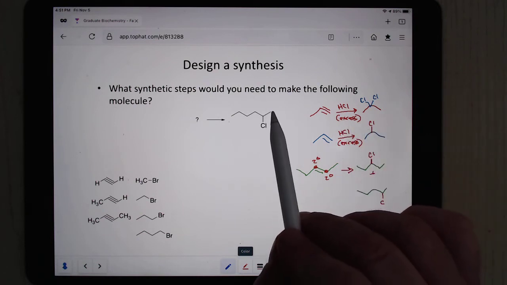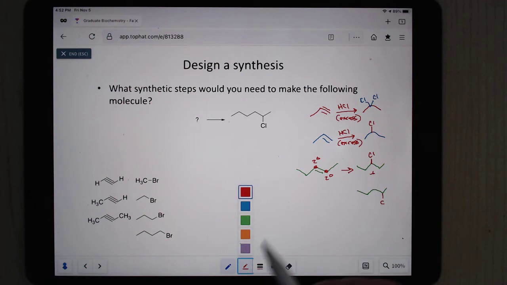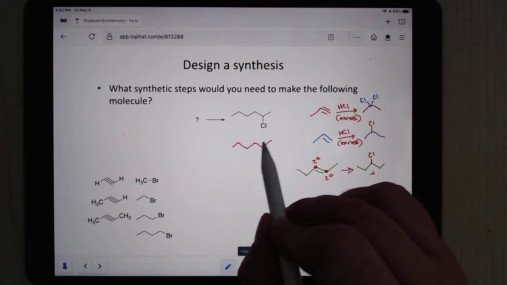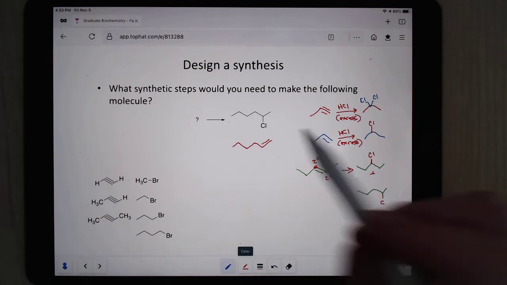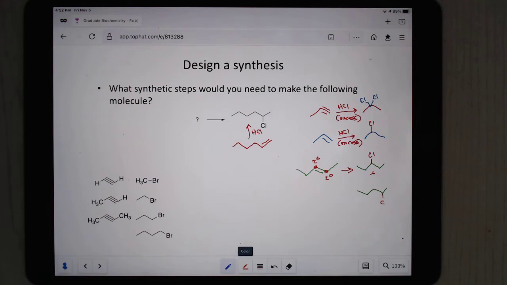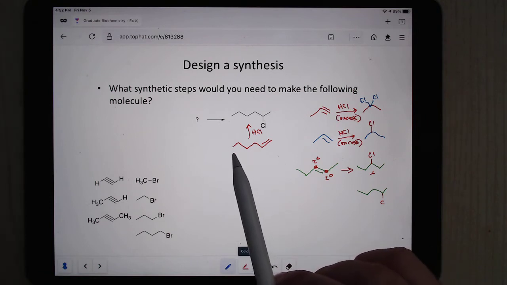and then methyl group and then chlorine, what we're going to have to do is build the molecule so that there's a double bond there. So the last step is going to be just adding some HCl to it. So this is what the last step has to be.